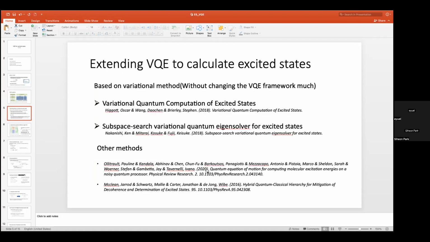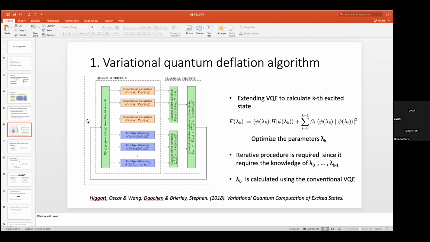And so yeah, there are a lot of methods actually proposed that are used to extend the previous VQE framework in order to calculate excited state energies. These two papers suggest different algorithms. The first paper suggests the variational quantum deflation algorithm, and the second one suggests subspace search VQE, that I'll talk about later. There are also other methods, but if we choose those algorithms that don't change the VQE framework much, those are the two important ones. So yeah, let's see about the variational quantum deflation algorithm.